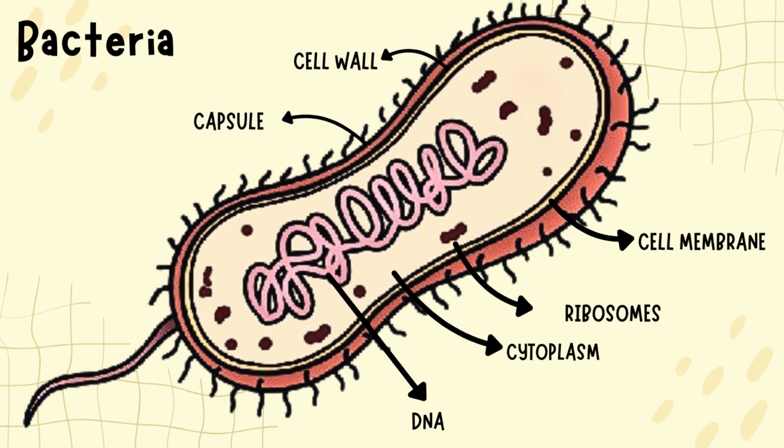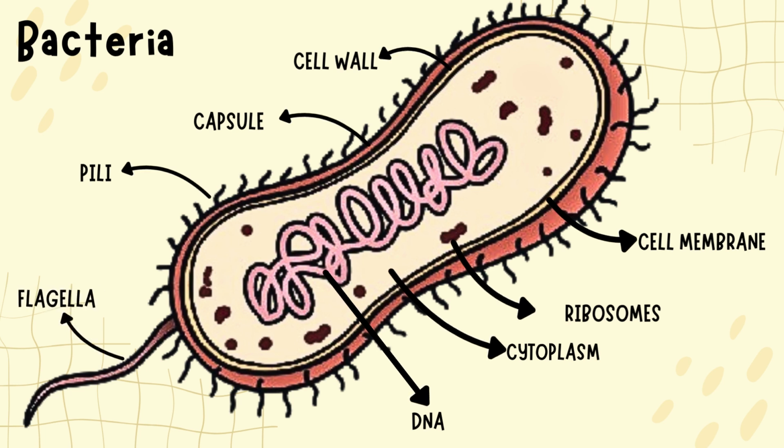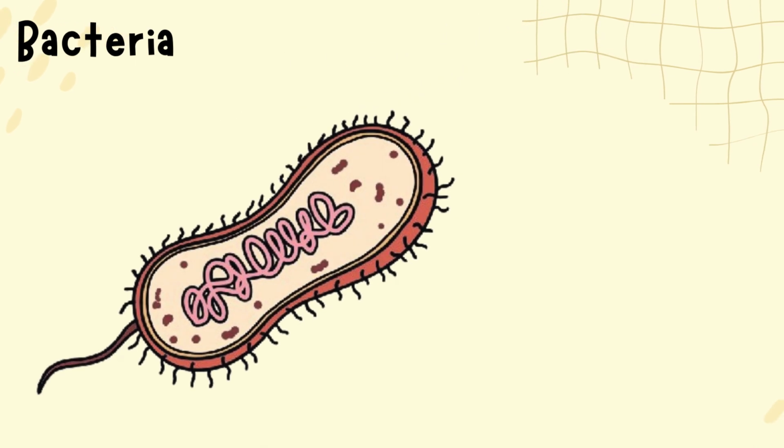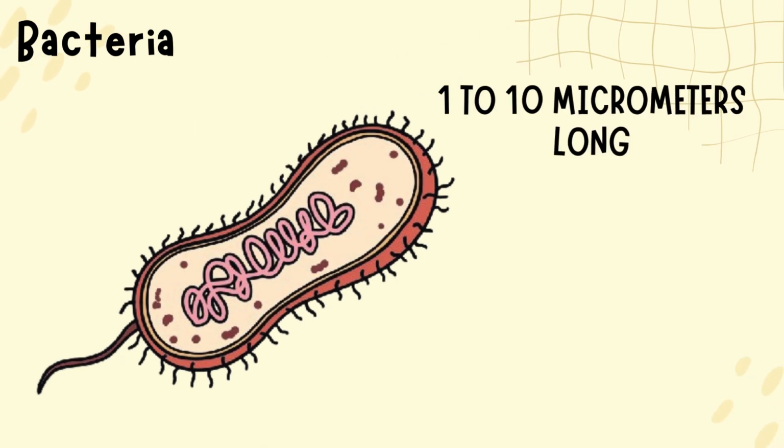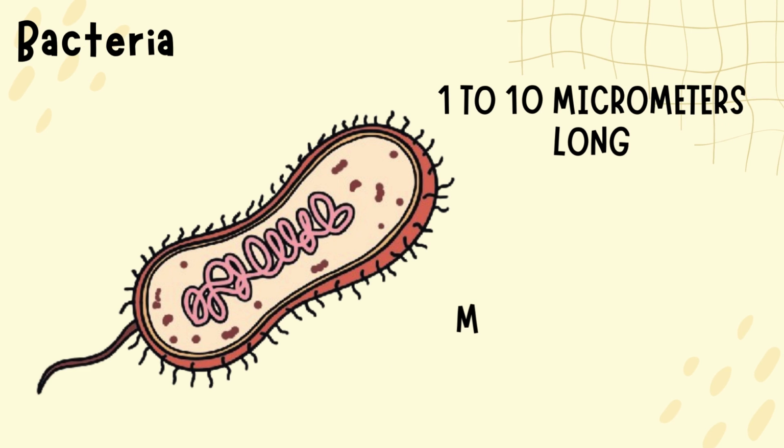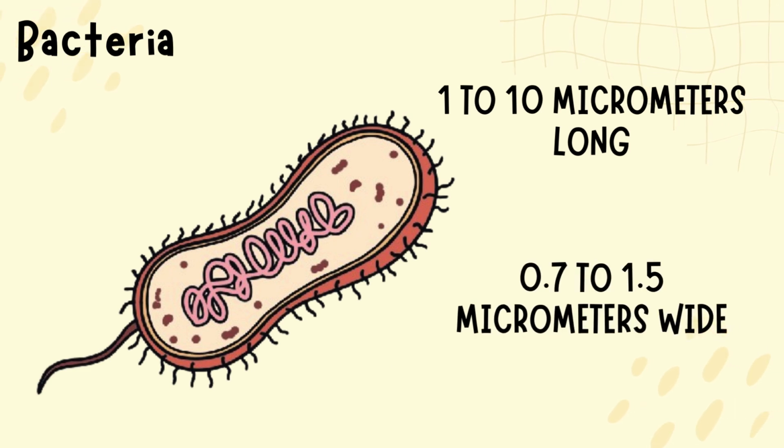On the outer surface of some bacteria, there is a hair-like structure called pili to help the cell attach to surfaces and to help in conjugation, where plasmids are transferred from one bacterium to another, and this leads to variety. Bacteria also has flagella, which helps in movement. Bacteria are typically 1 to 10 micrometers long and 0.7 to 1.5 micrometers wide.